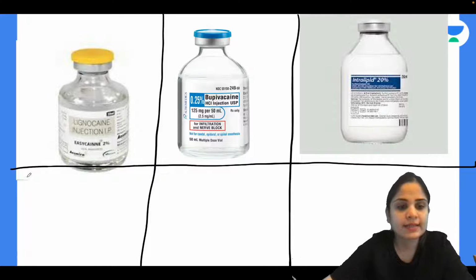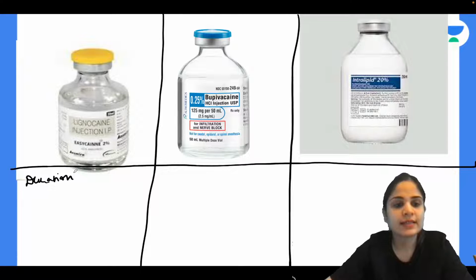Yes, local anesthetic agents. My favorite class of drugs, local anesthetic agents used for regional anesthesia. They can be used either for spinal anesthesia or epidural anesthesia, that is the central neuraxial blockade, or they can be used for peripheral blockade if you want to block the individual nerves.